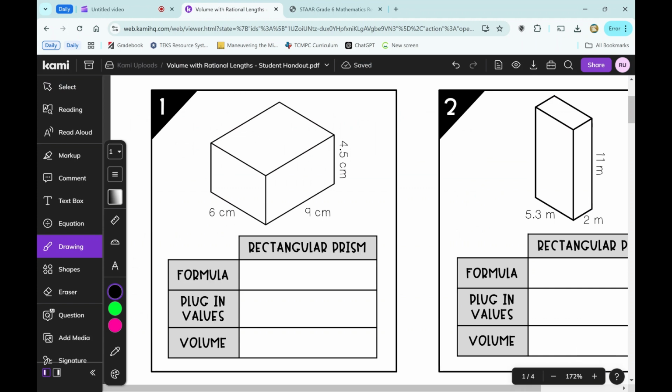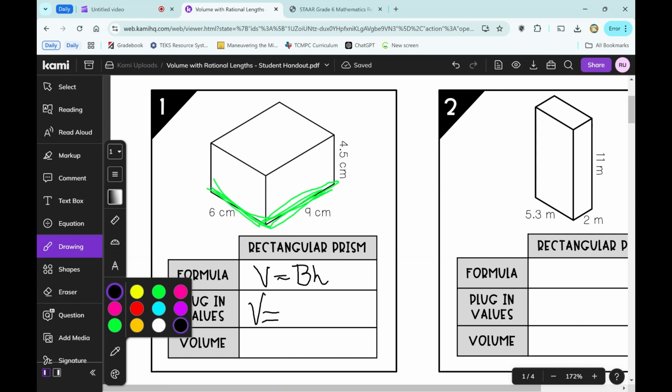So we know that the formula is volume is equal to base times height. Here, we need to figure out what the base is. So remember, the base is basically what the shape is sitting on. In this case, this is what we're sitting on, this little section at the bottom. So our base to plug in these values is going to be volume is equal to 9 times 6, and then our height is how tall it is. In this case, it is 4.5.